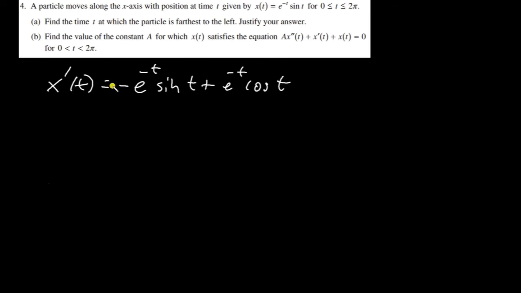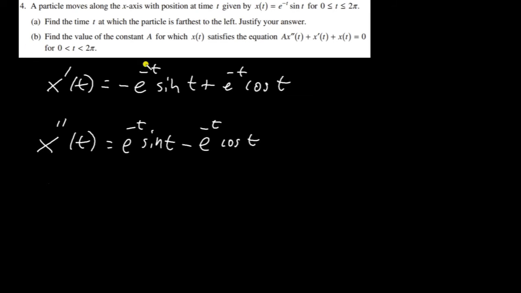But here we want to find the second derivative, so we'll take the derivative of this, x double prime of t. We'll start with this part here. We use the product rule here. The negatives will cancel out. We'll get positive e to the negative t sine of t, minus e to the negative t cosine of t.